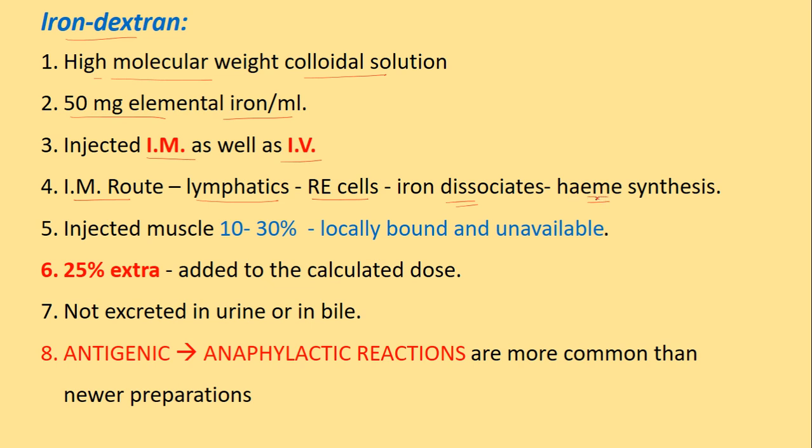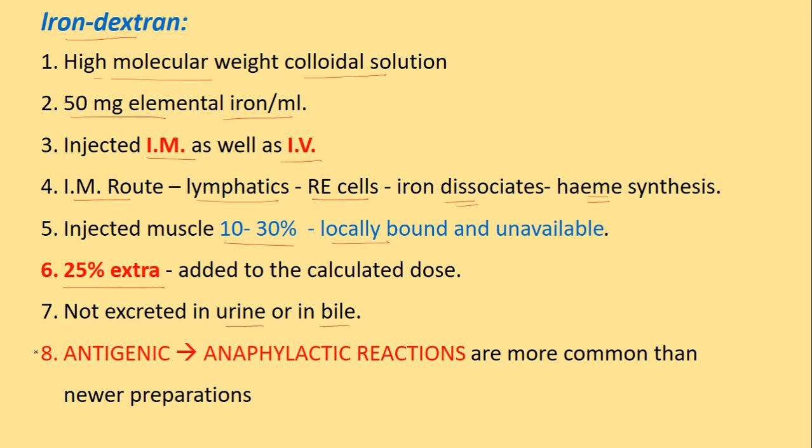heme synthesis. So whenever you inject this iron dextran, 10 to 30% of the injected iron preparation will be locally bound to the protein and it will not be available for the heme synthesis. So what you have to do is whenever you are calculating the parenteral iron dose, you have to add 25% extra to the calculated dose, keeping in mind that 10 to 30% of the drug will be bound locally. And it is not excreted either through urine or bile.